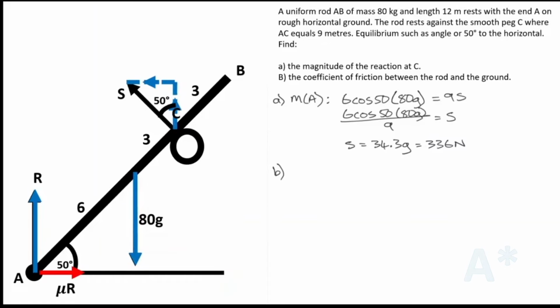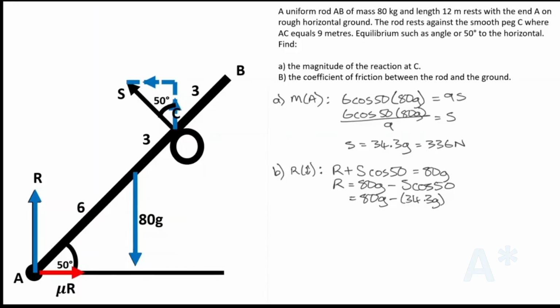So these are the three verticals that we're going to use. We can say that R plus the vertical component, and this is going to be S cosine 50. R plus S cosine 50 is going to equal 80G. Rearrange, R equals 80G minus S cosine 50, and we have a value for S that we can substitute in. So that gives us R equals 58G, or 568 newtons.